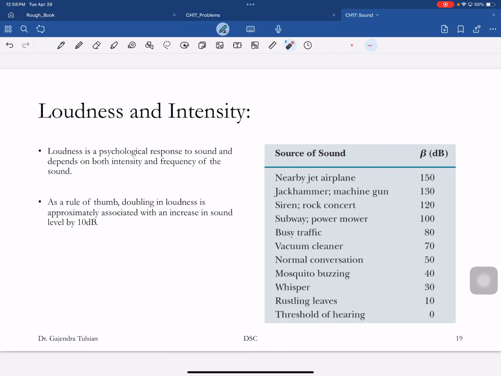Here are some sounds in decibel levels. You don't want to be standing next to a jet airplane. That sound intensity is 150 decibels. A rock concert is 120 decibels. I guess it's not a good idea to pay $500 to be next to the stage or the speakers. Leaves rustling is 10 decibels. As a rule of thumb, doubling in loudness is approximately associated with an increase in sound level by 10 decibels.